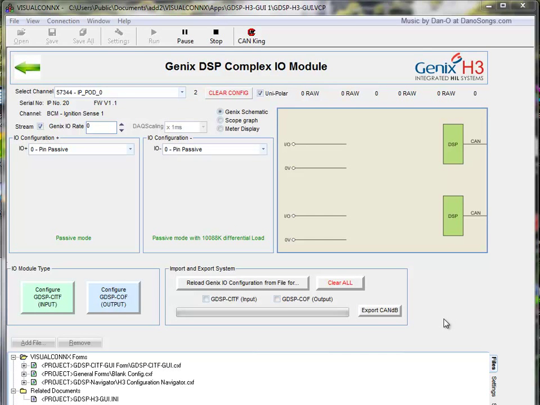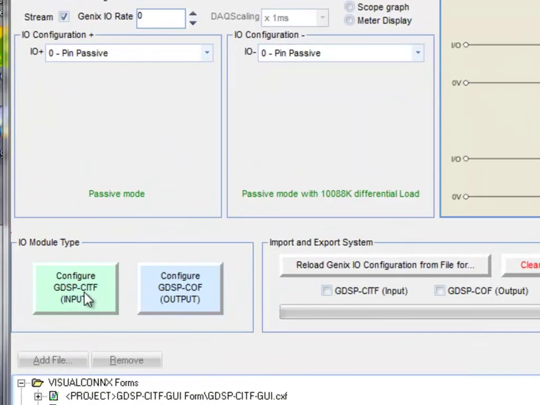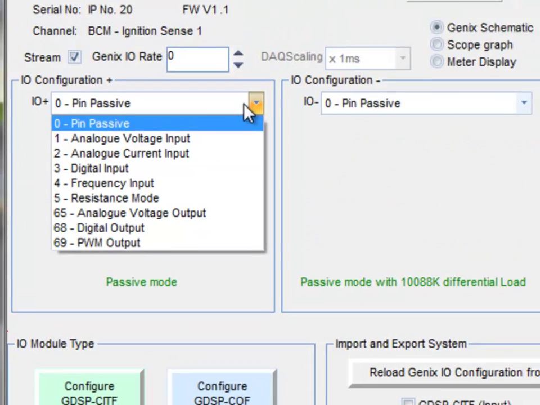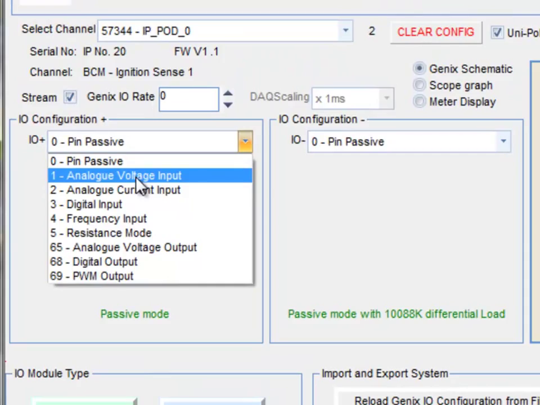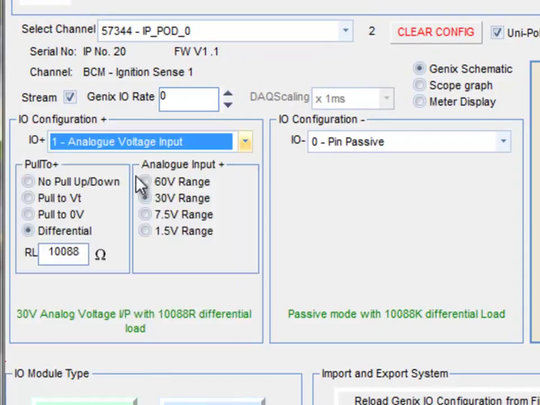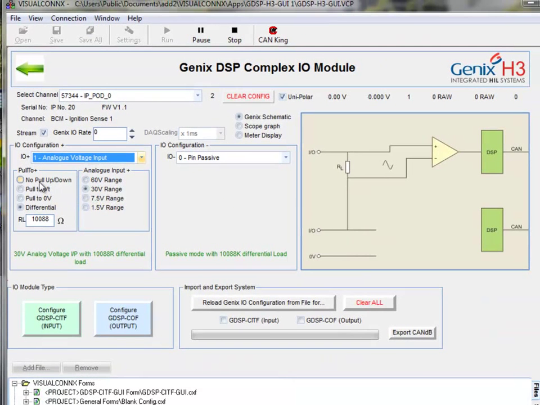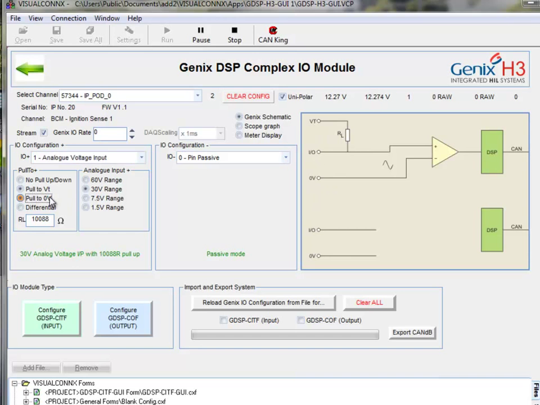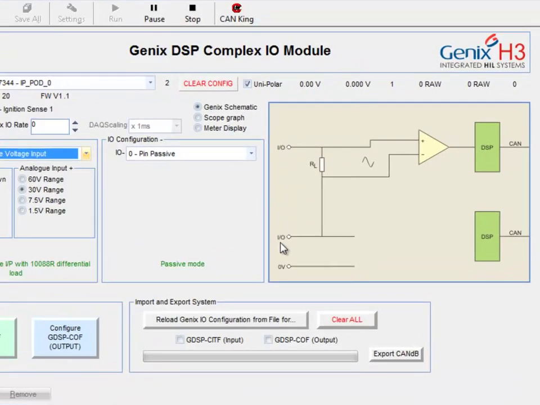This video describes the input modes supported by the CITF or input module. The input for the positive pin can be configured to analog voltage input with a range of impedances: either no resistance on the input, a pull-up resistance, a pull-down resistance, or the input can be measured differentially between the IO minus and IO plus pins.